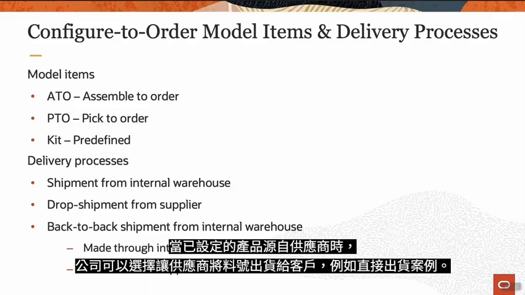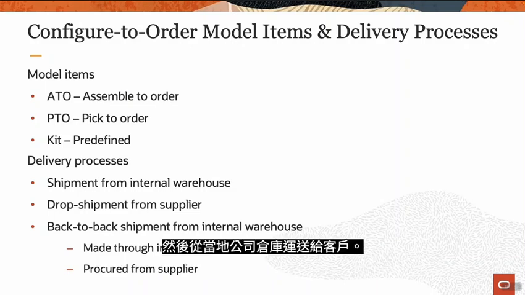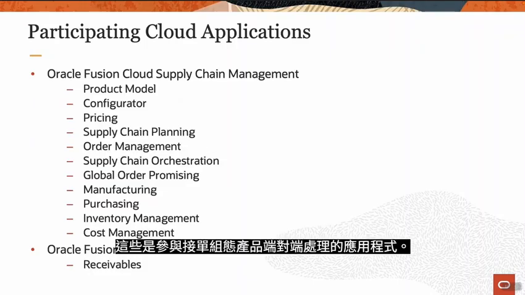Companies can opt to either have the supplier ship the item to the customer, such as a dropship scenario when the configured product is sourced from a supplier. In this course, we'll concentrate on the back-to-back fulfillment scenario where the item is manufactured internally or purchased from a supplier and then shipped to the customer from a local company warehouse.